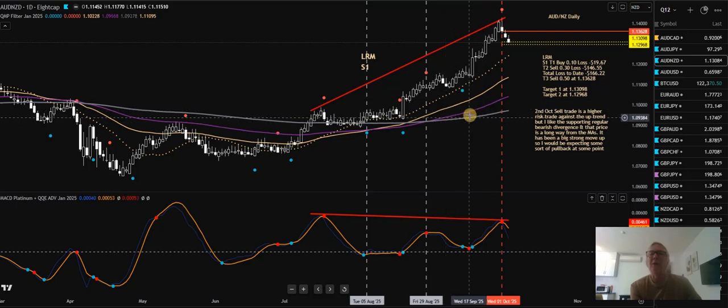You can see the spreading. It's gone to the upside. We're in this big uptrend, but the MACD Platinum hasn't followed it. So we've got this regular bearish divergence. So I took this sell here.